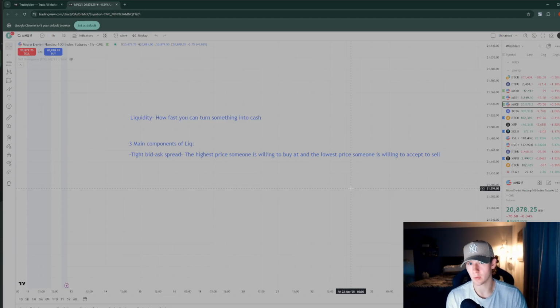So yeah, the tight bid ask spread is basically just how close this price is from one person willing to sell it to another and one person buying it from that person, right? The tighter it is, the closer this number is, the better, the more liquid the market is, because there's not a gap between prices, right? Again, we're going to get into that later with fair value gaps and what a gap between prices looks like.